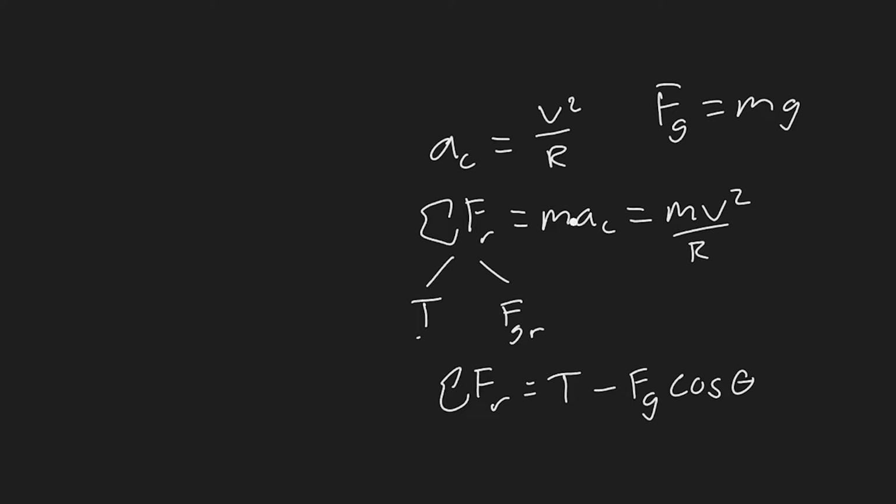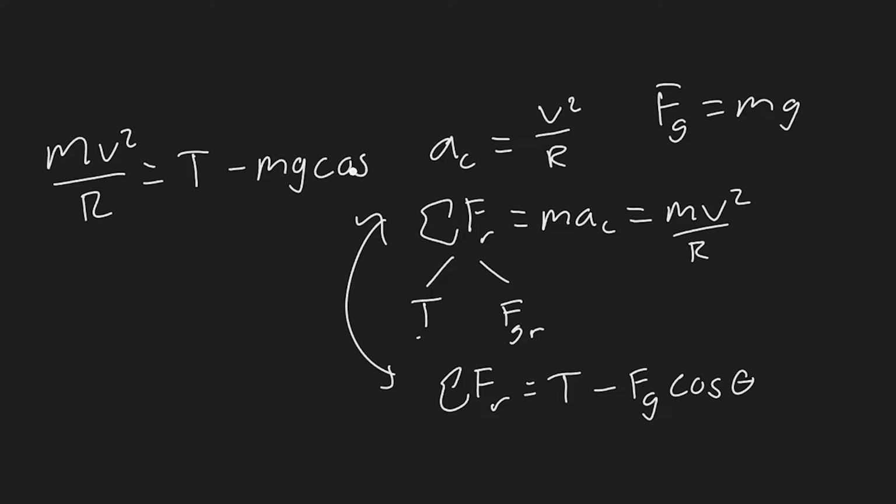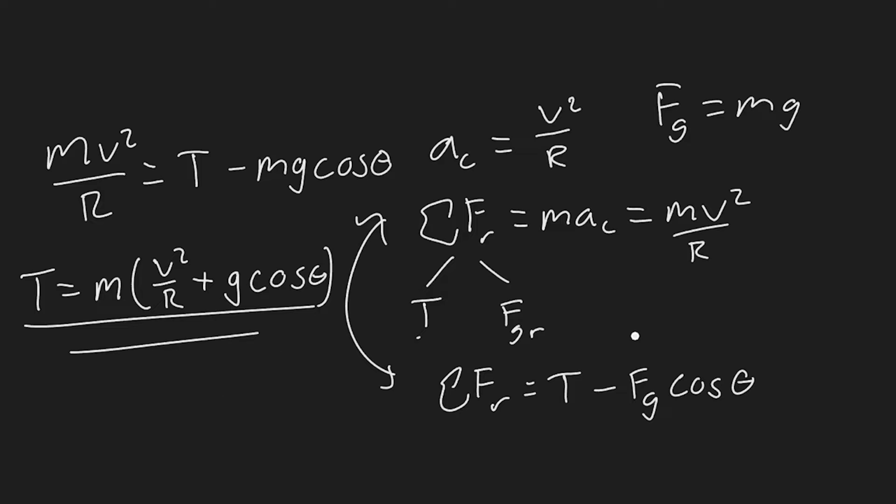And now we can set these two equal to each other. So m v squared over r equals T minus mg cosine theta. Now we can simply add mg cosine theta to both sides and factor out an m to get our tension equaling mass times v squared over r plus g cosine theta. And this is the big equation that's going to make everything work.